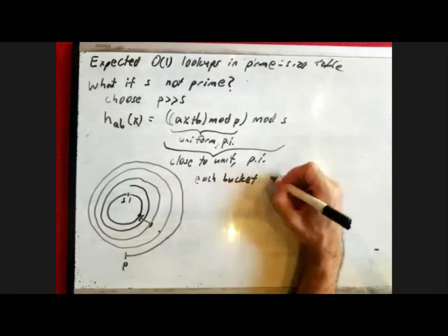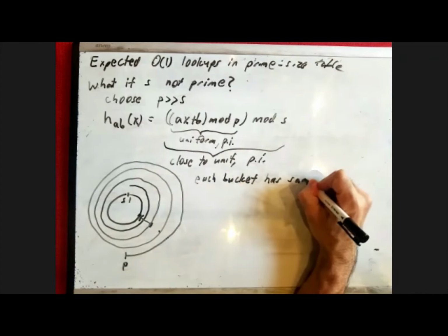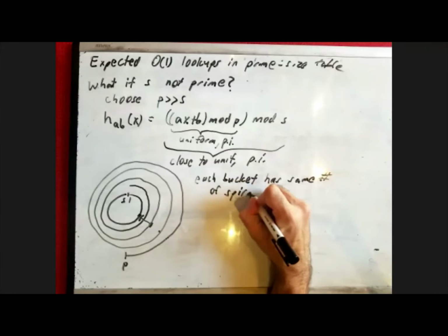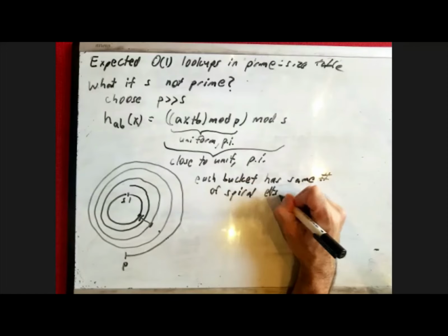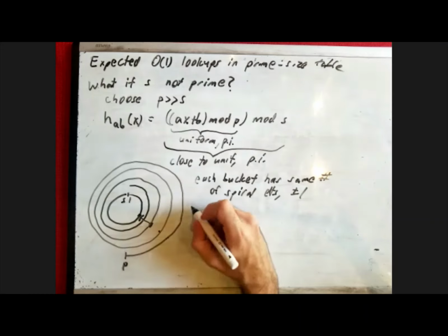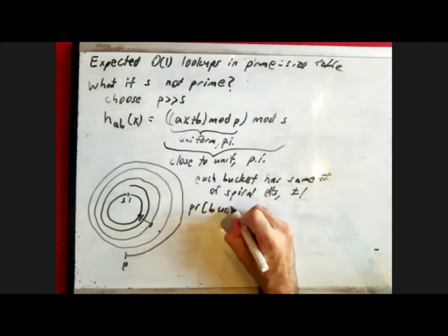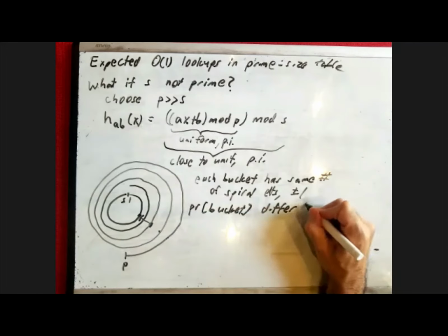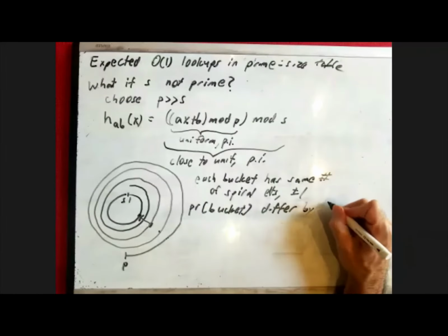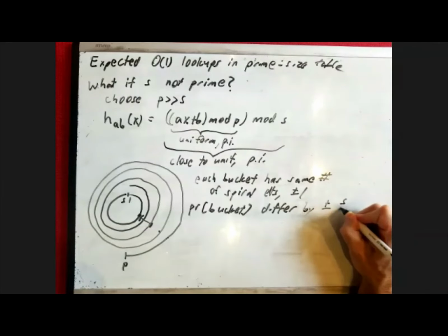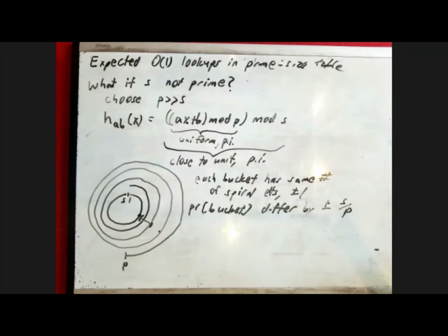So each bucket has the same number of spiral elements, plus or minus 1, right? And so that means that the probabilities for the different buckets only differ by something like plus or minus S over P, right?